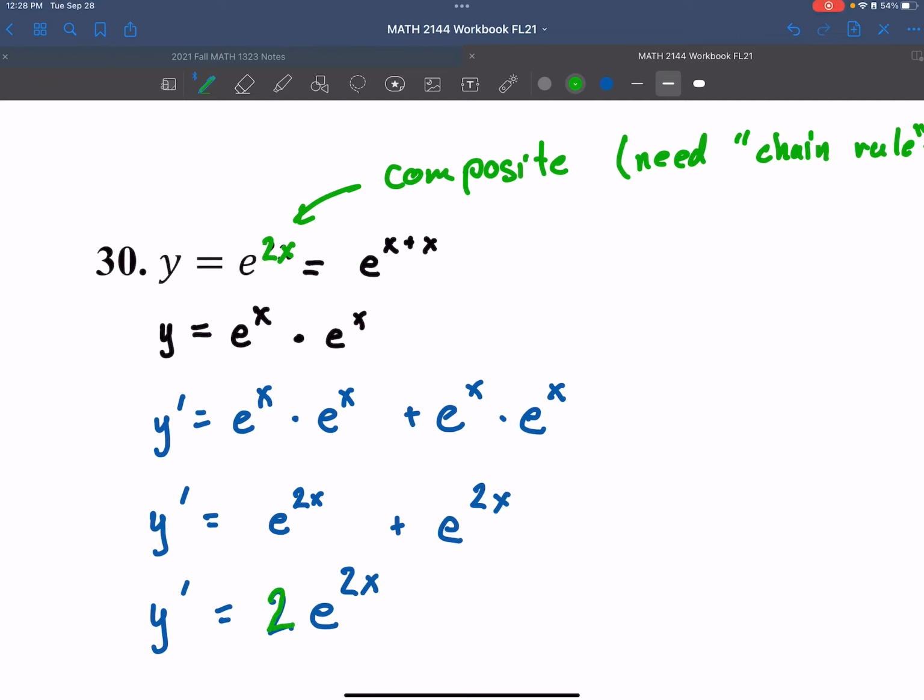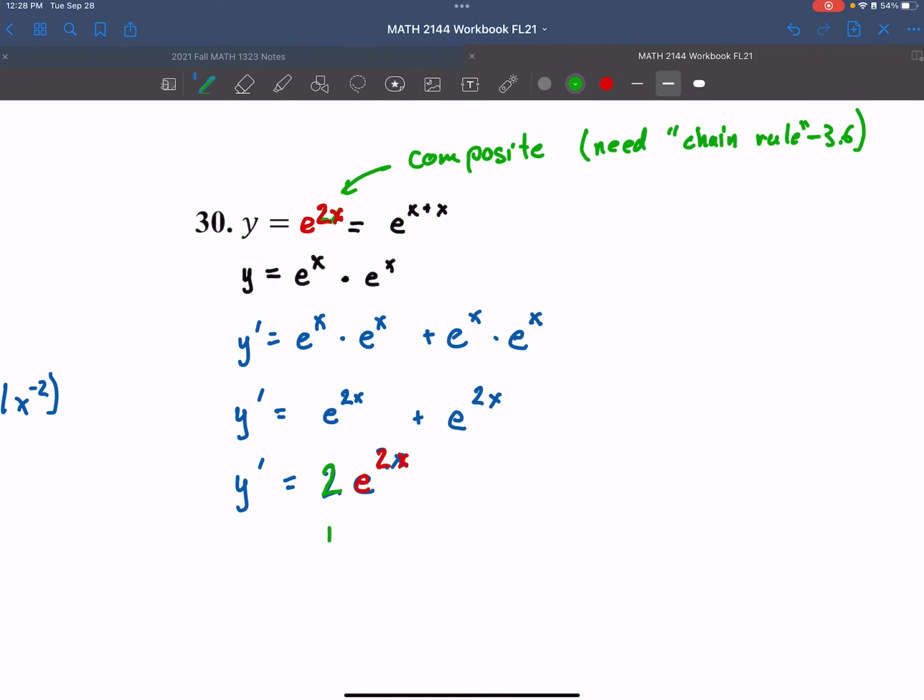So let me call out something to get you ready. Where do you think this 2 came from? Notice we still have this idea that the derivative of e to the x is still e to the x, or in this case, the derivative of e to the 2x is still e to the 2x. Where do you think this 2 came from? It's the derivative of the inner function.